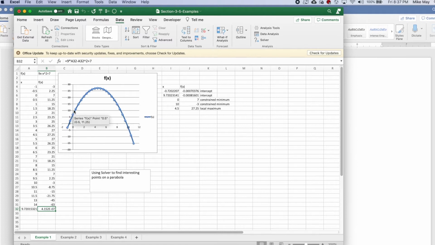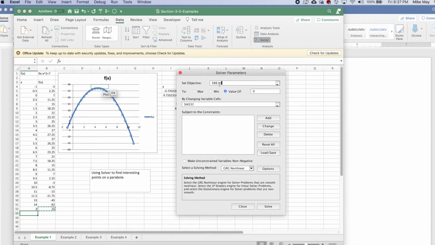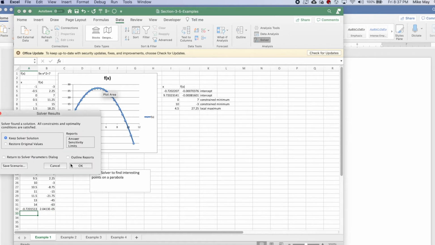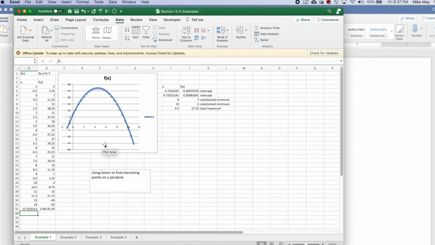My other root is near 0, so I'm going to start out at 3 as my x value. Again, I'd like to change y, which is B32, to 0 by changing x, which is A32. I tell it to solve. It computes. It finds a value of minus 0.72.